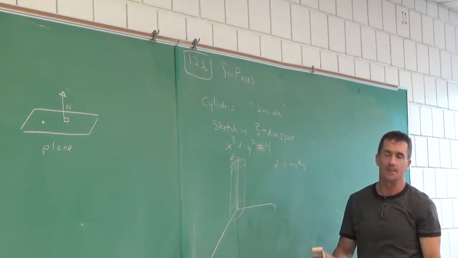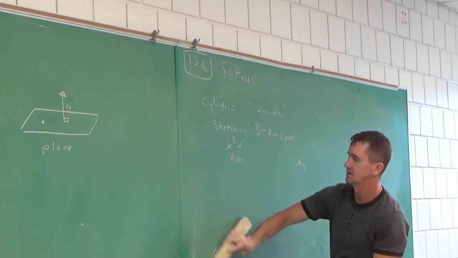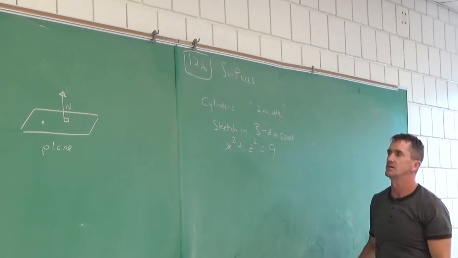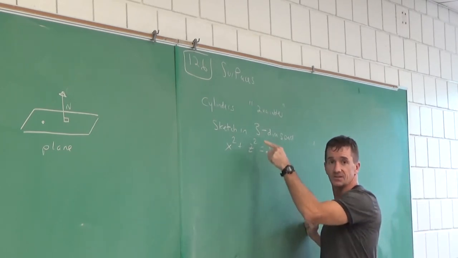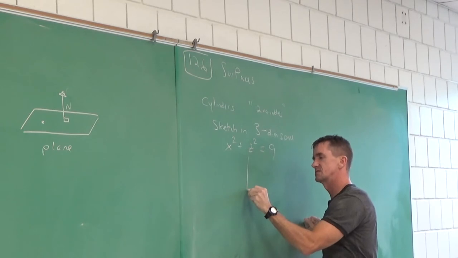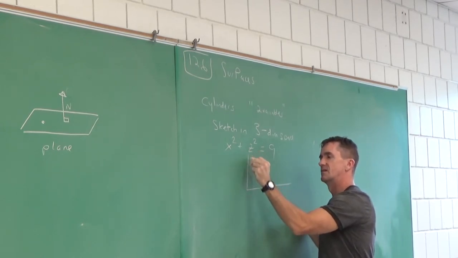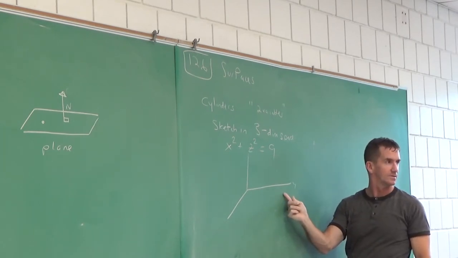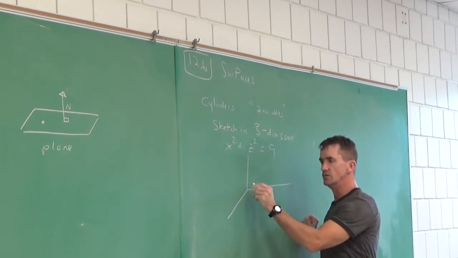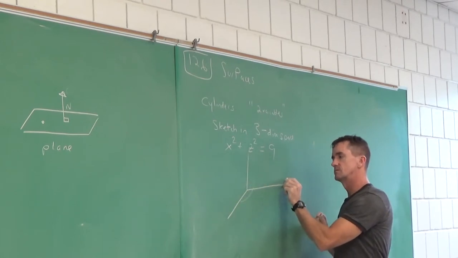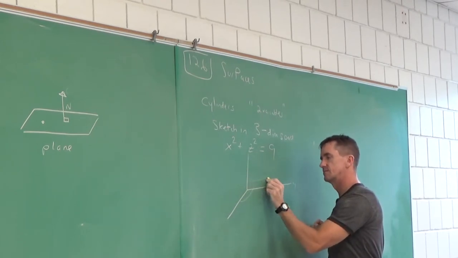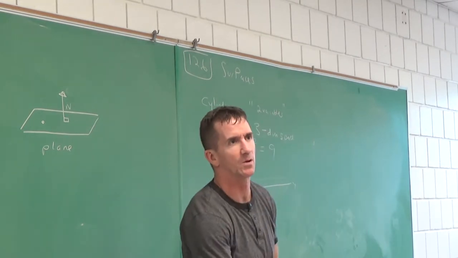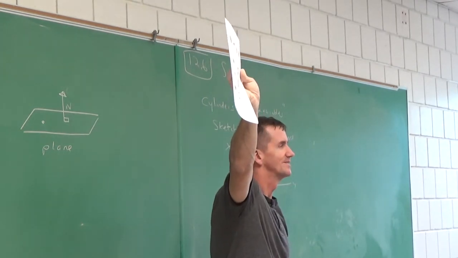Let's do another cylinder. How about x squared plus z squared equals, I like perfect squares, so why don't we do 9? This is a cylinder in 3 space. Which letter's missing? Y. So where do you think it's centered? On the y-axis. And what's the radius? 3. That'll work. You'll notice in the notes, I wanted to give you at least one example of that.